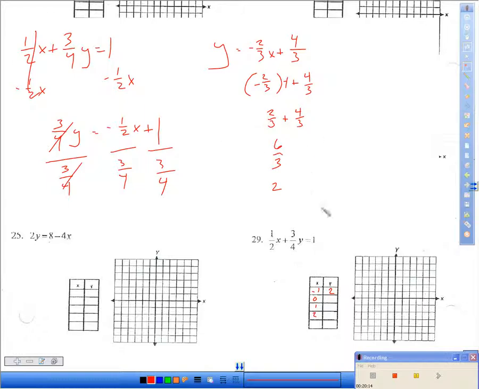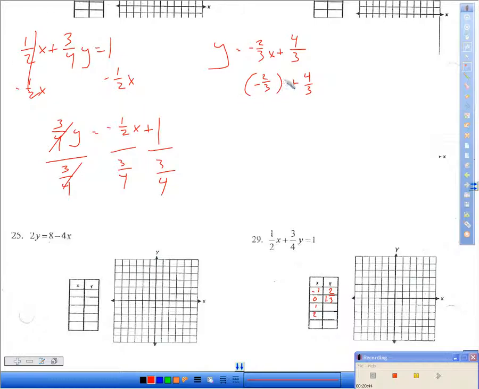Then if we do the same thing with 0, we'll do negative 2/3 times 0 plus 4/3. Well, negative 2/3 times 0 gives us 0, so 0 plus 4/3 is just going to be 1.3 repeating when we add that. So I'm just going to write that as 1.3. And when we plot these points, it'll be an estimate now that we see that we have a decimal as our y value.